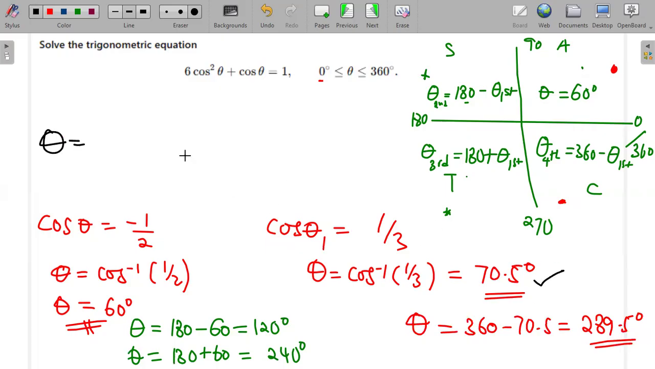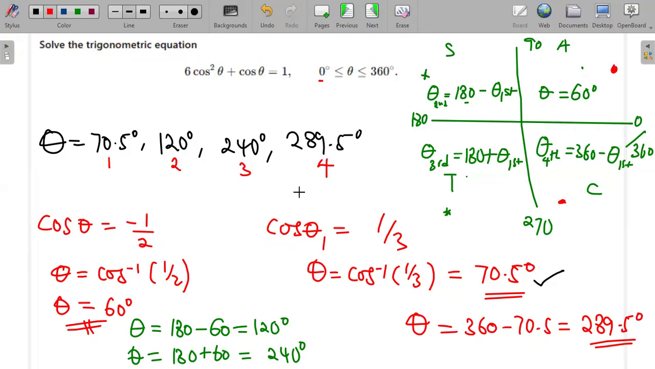So the smallest is this, so that will be 70.5 degrees. And then I go to the 120 degrees. Then I go to the 240 degrees. And then I go to the last one there, 289.5 degrees. So you see that this is the angle in the first quadrant, second quadrant, third quadrant, fourth quadrant.